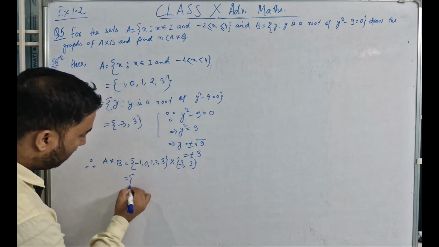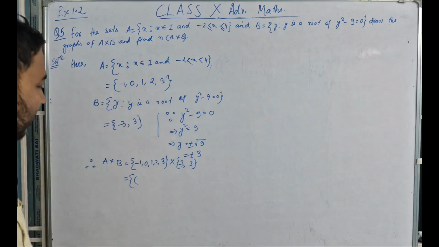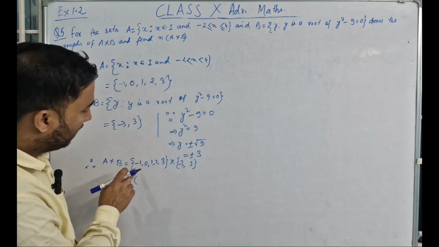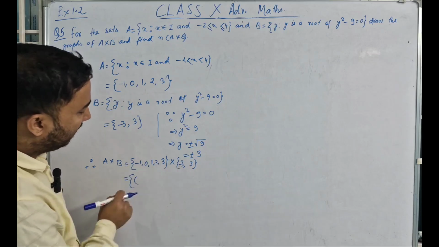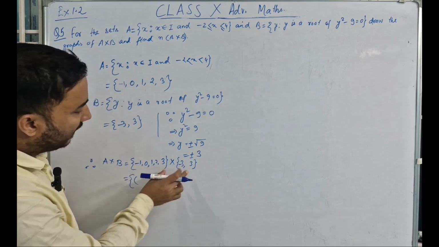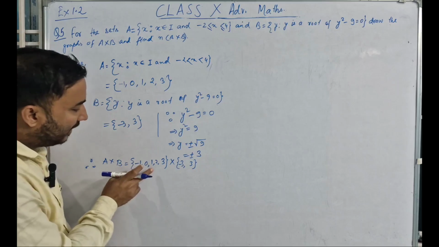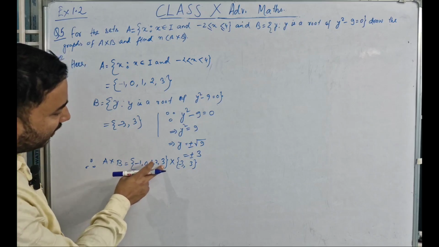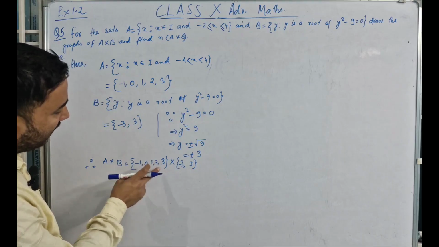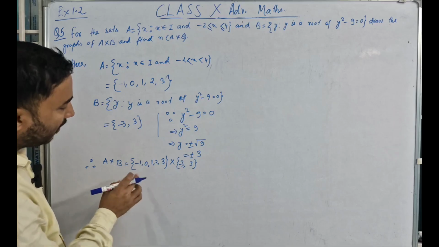Now you see, since it is a cross product, every element will be an ordered pair only. For this minus 1, we will get two ordered pairs. For this minus 3 and 3. For this 0, we will get two ordered pairs. Means for every element of the set A, we will have two ordered pairs. How many ordered pairs in total will we have? 2 into 5, 10.